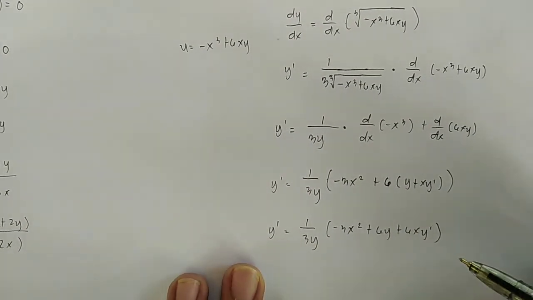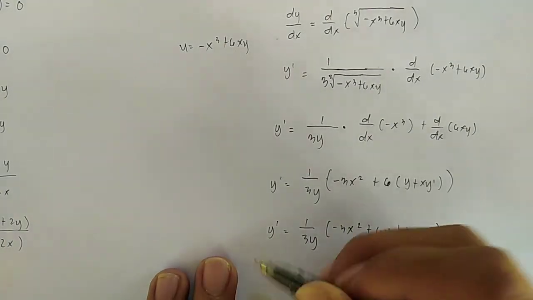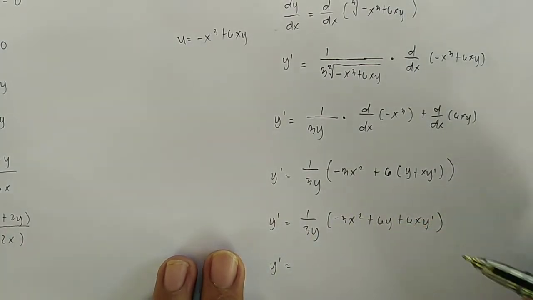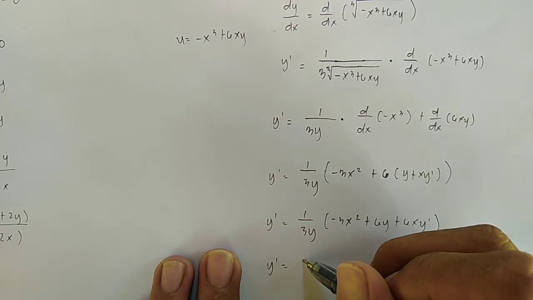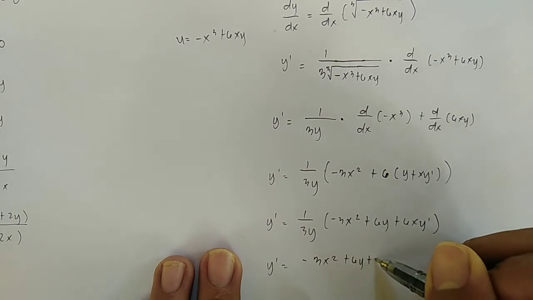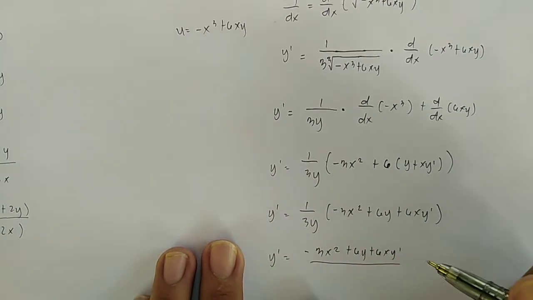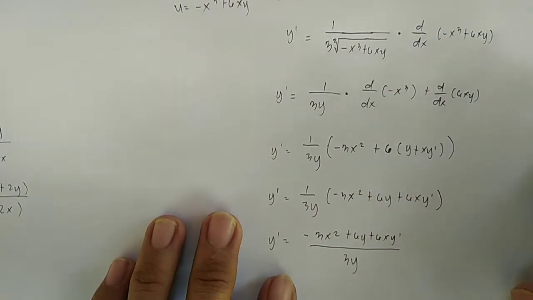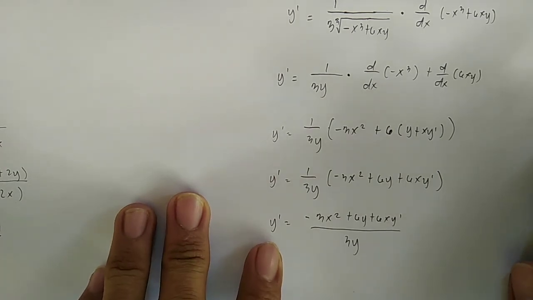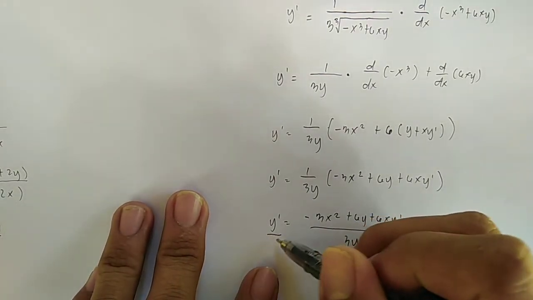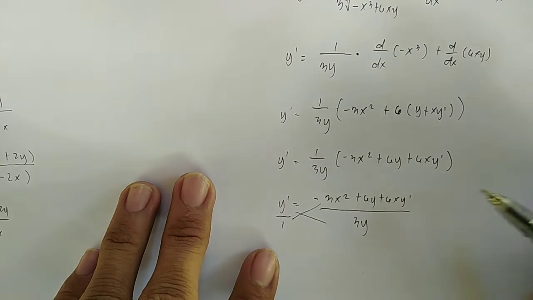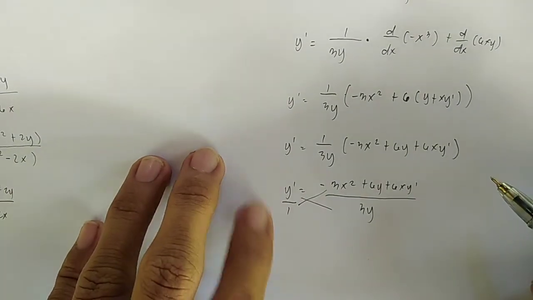So now we have to simplify this further. y prime is equal to 1 over 3y times this expression, you will get negative 3x squared plus 6y plus 6xy prime over 3y. Then afterwards, we have to perform cross multiplication in order to simplify this further.